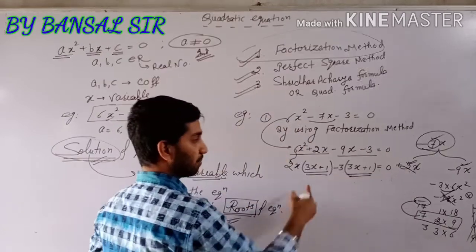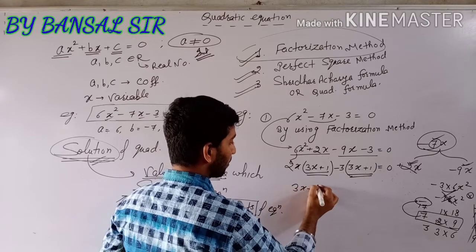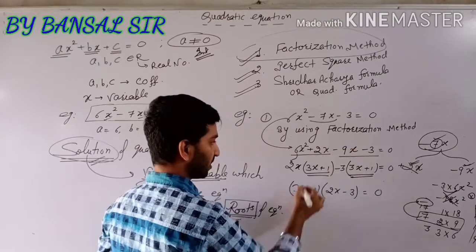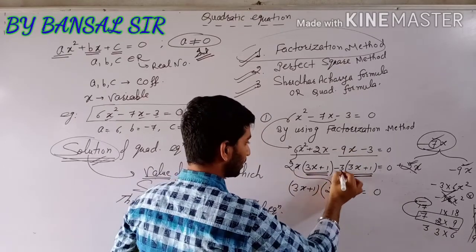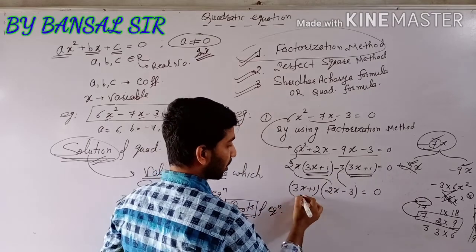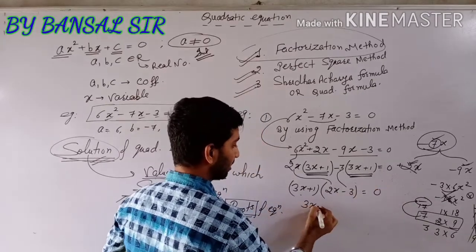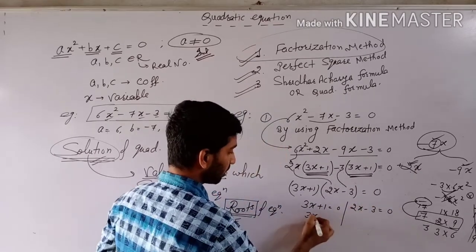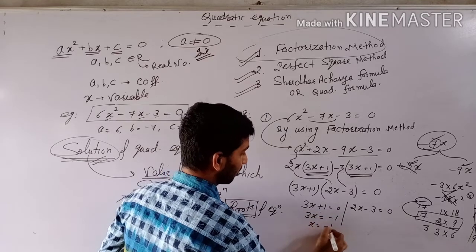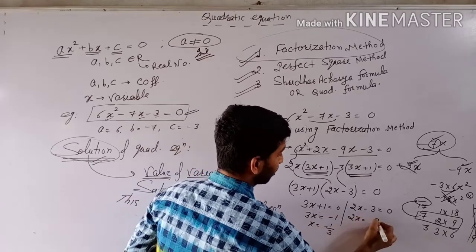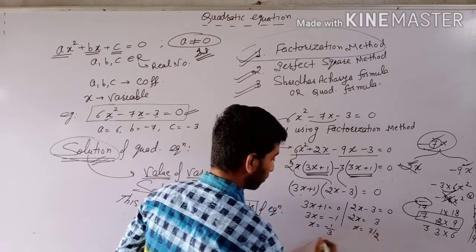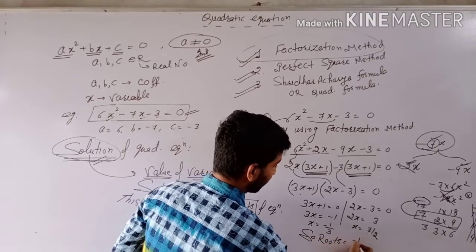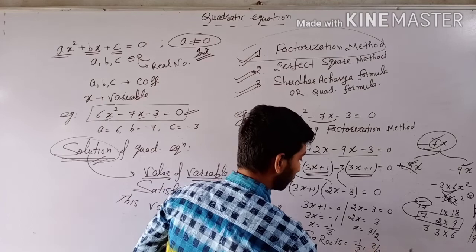We get the same pair in both. So common is 3x plus 1 and remaining is 2x minus 3 equal to 0. Common is 3x plus 1, remaining 2x minus 3. So the product of two numbers is 0. It means that 3x plus 1 equals 0 or 2x minus 3 equals 0. Transposing plus 1 gives minus 1, so x is equal to minus 1 by 3. 2x is equal to 3, or x is equal to 3 by 2. So the roots are minus 1 by 3 and 3 by 2.